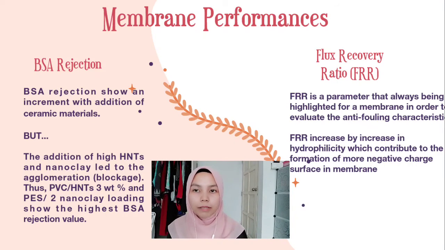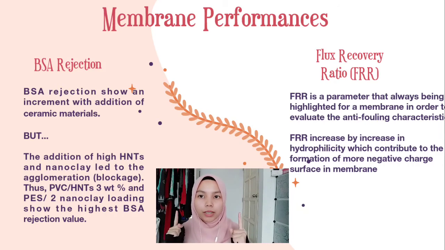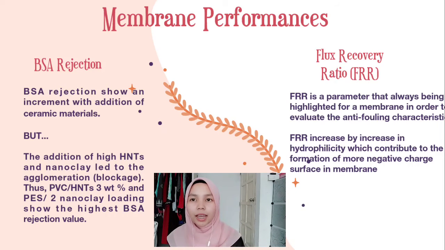So we go to the last physico-chemical property, which is the membrane performance. Membrane performance is divided into two, which are the BSA rejection as well as the flux recovery ratio, FRR. For the BSA rejection, we can conclude that the addition of ceramic materials can increase the BSA rejection of the membrane. However, if the content of the ceramic materials is too high, it will lead to agglomeration, which is the blockage of the pores, which can decrease the BSA rejection.